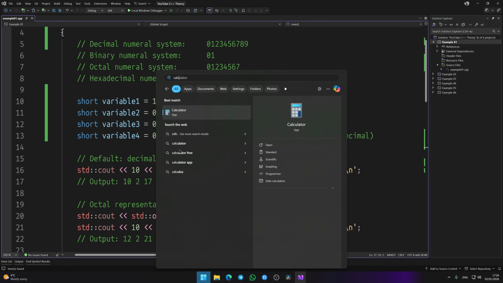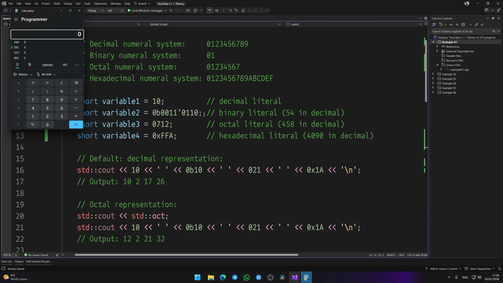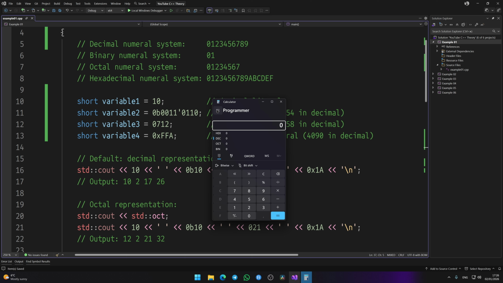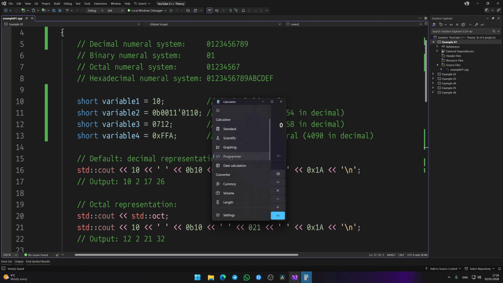Open the calculator app on your computer. In the top left corner, switch the mode to programmer. On the left side, you'll see labels like hex, dec, oct, and bin. To the right, there's a number display that starts with 0. These represent the same number in 4 different numeral systems: hexadecimal, hex, decimal, dec, octal, oct, and binary, bin.